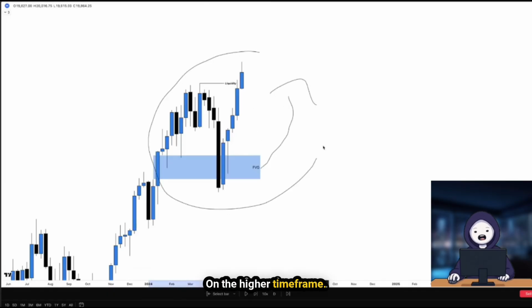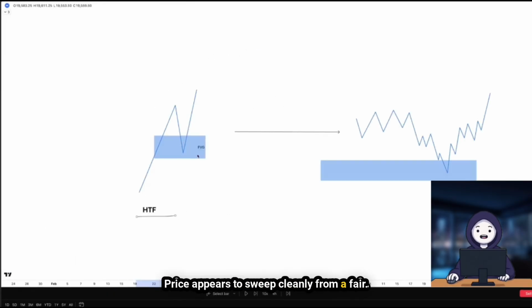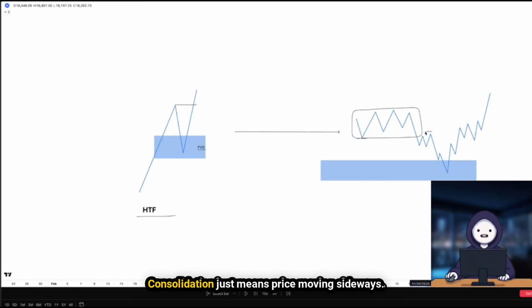On the higher time frame, price appears to sweep cleanly from a fair value gap straight up to liquidity, but if you drop down to the lower time frame, you'll see the real story. What defines a market maker model is the presence of two or more consolidation phases on the path down into your higher time frame fair value gap. Consolidation just means price moving sideways, building up orders.